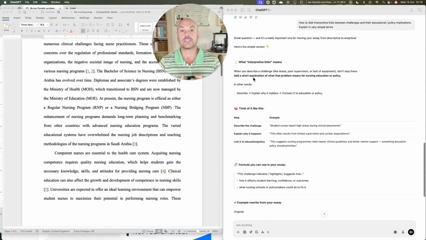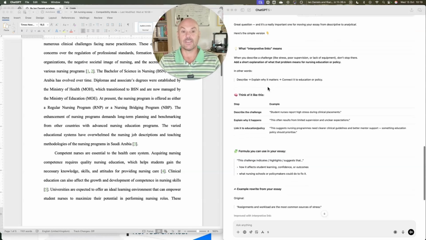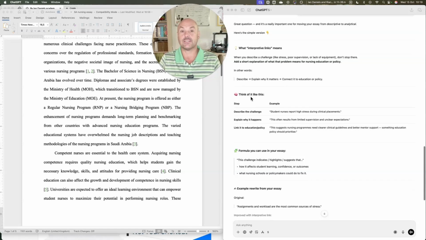Okay, a lot of students are very hesitant to approach their tutors. The time they have with them is often very limited, and they don't want to be asking them things like how to add interpretive links. So this is a great way. And even if you don't understand this, you can ask it again and again. More simple, please. More simple, please. And take your time to understand it.